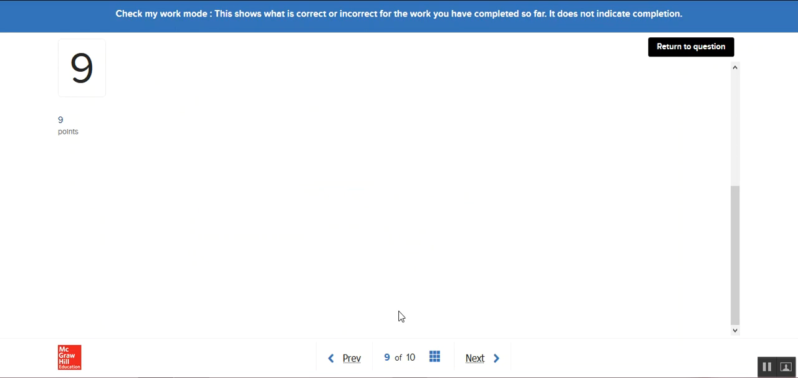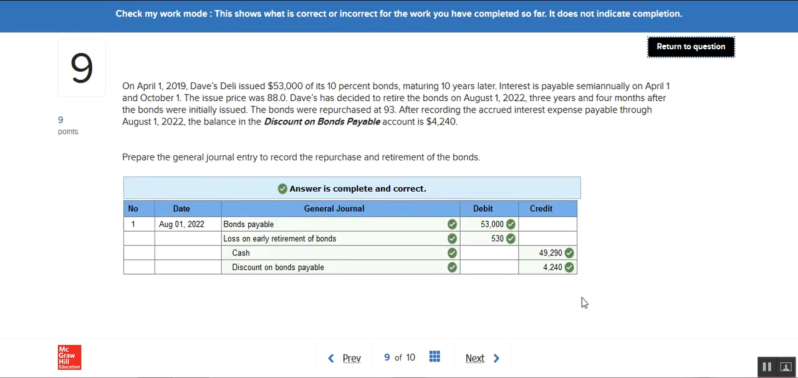Let's check our work and see if I did my math right. Yay! So we've got bonds payable and loss on early retirement as our debits, and cash and the discount as our credits. We paid cash and we got rid of that discount, and all of that was more than the amount of our bonds payable, so we have to do that plug number. If these credits were less, then we would have a credit in this second line, and it would say it was a gain on early retirement of bonds. So it could be a gain or a loss. This one just happens to be a loss.